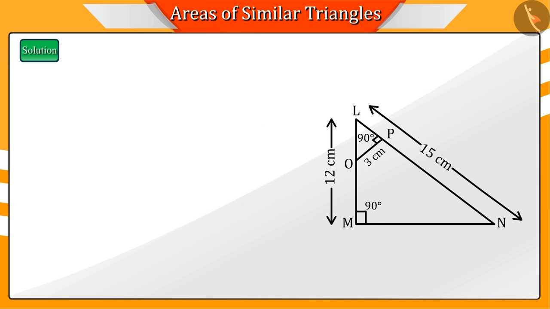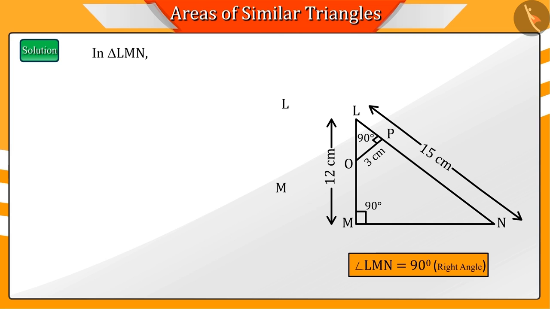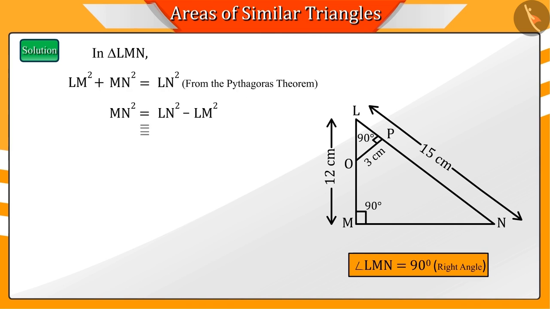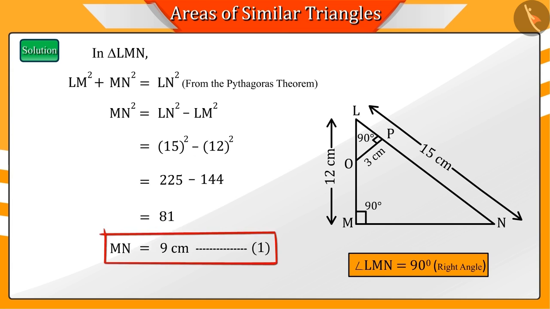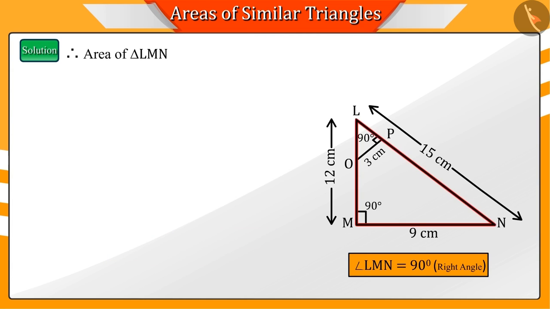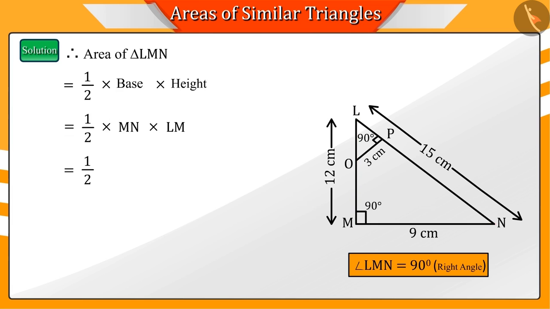Let's solve this. As given, triangle LMN is a right-angled triangle. So using the Pythagoras theorem in triangle LMN, the value of MN is 9 centimeters. Since we have to find the area of triangle LMN, therefore, by placing the values of LM and MN in the formula, the area of triangle LMN is 54 square centimeters.